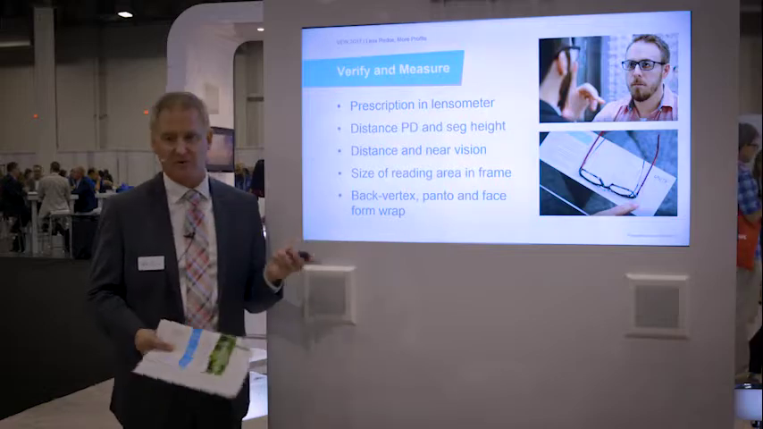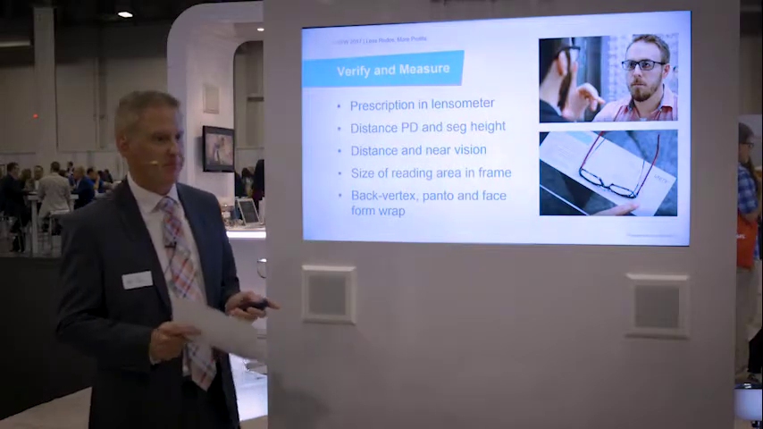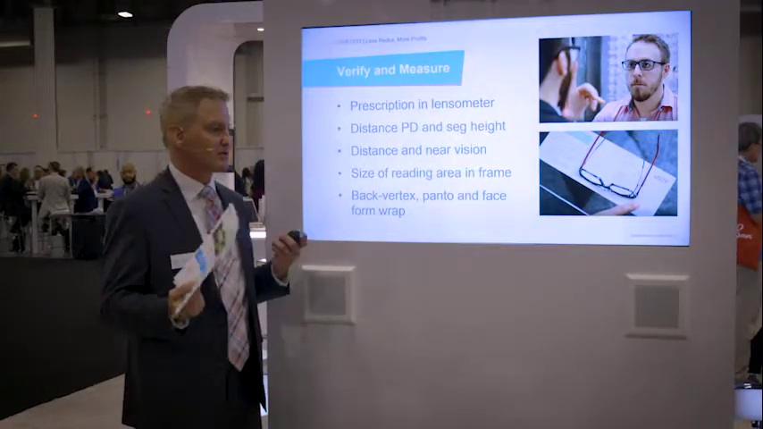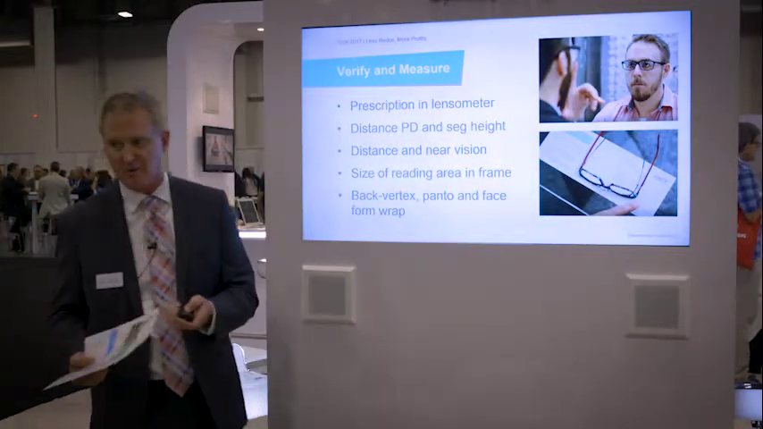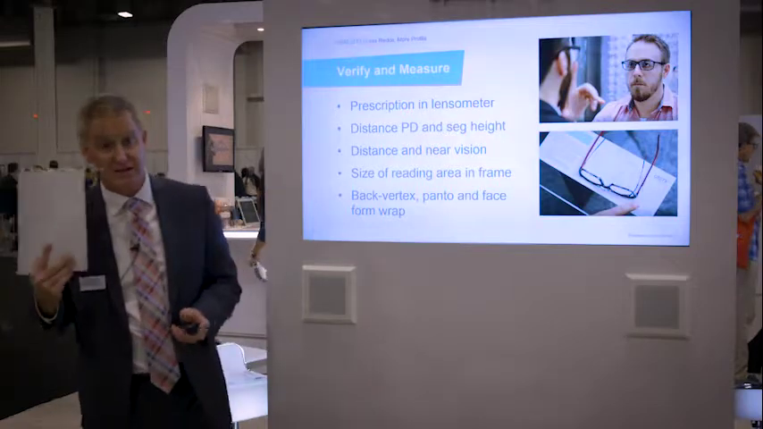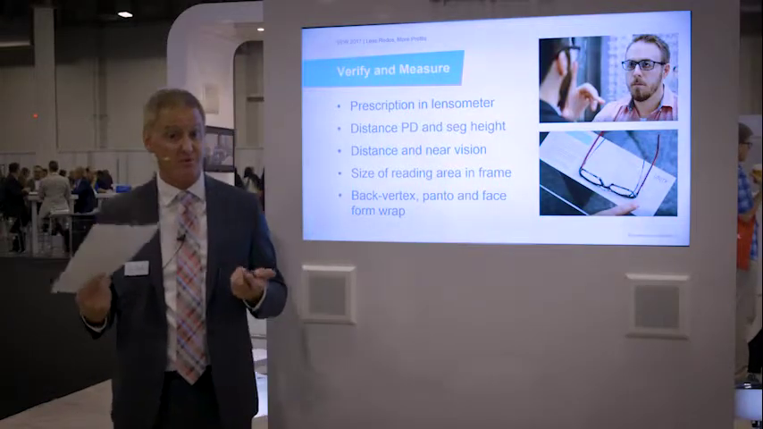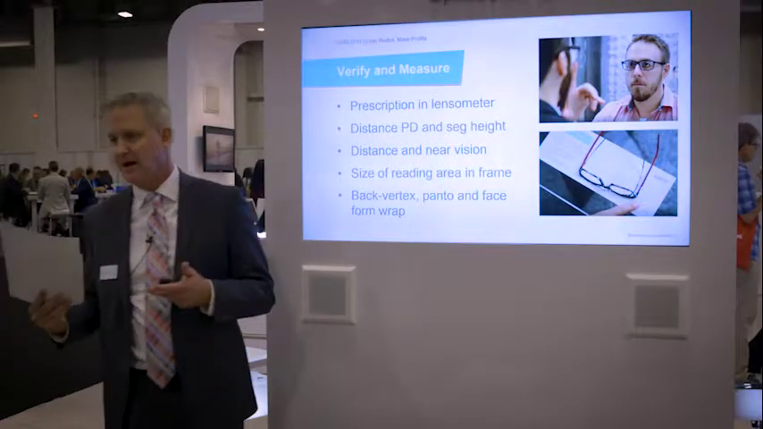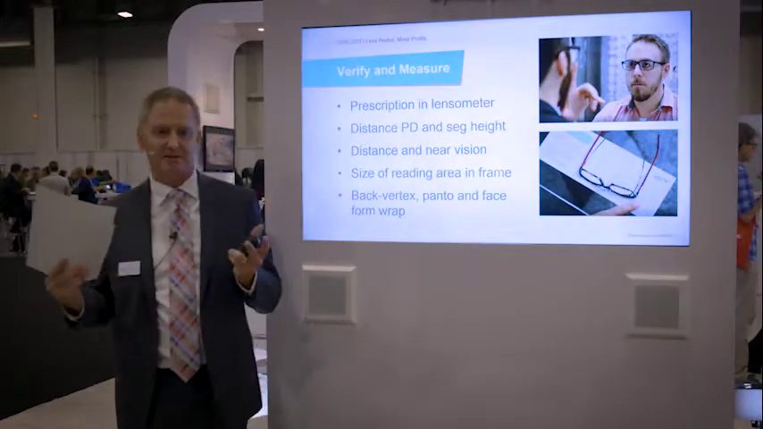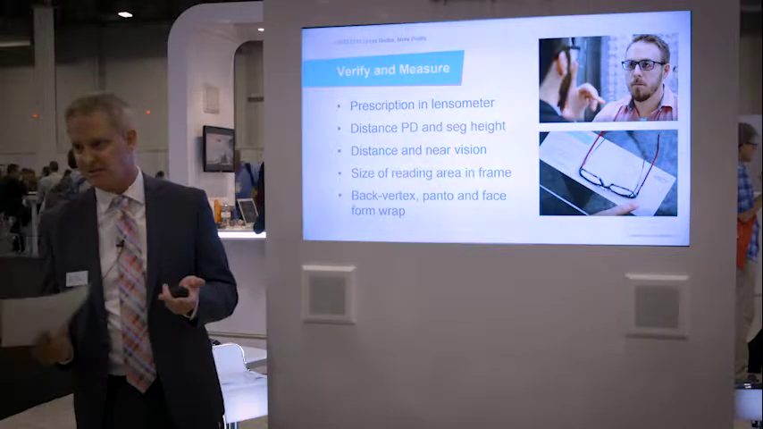Finally, the back vertex, pantoscopic tilt, the frame wrap. We want to make sure that we're evaluating that during the initial dispensing process. We definitely don't want that lens too close to the eye to where there are problems with blinking, but at the same time we want to make sure it's close enough to the eye so that the patient's maximizing the widest parts of the lens.